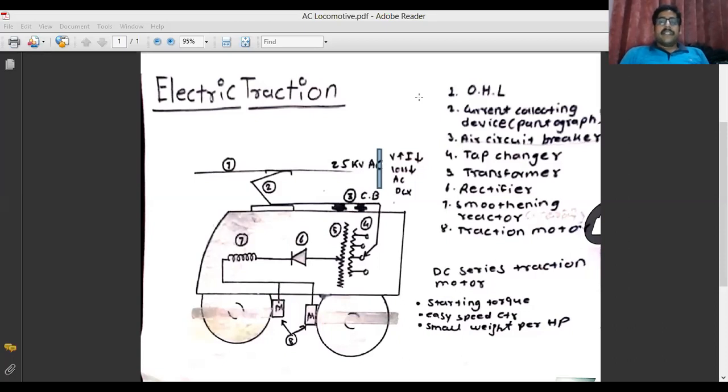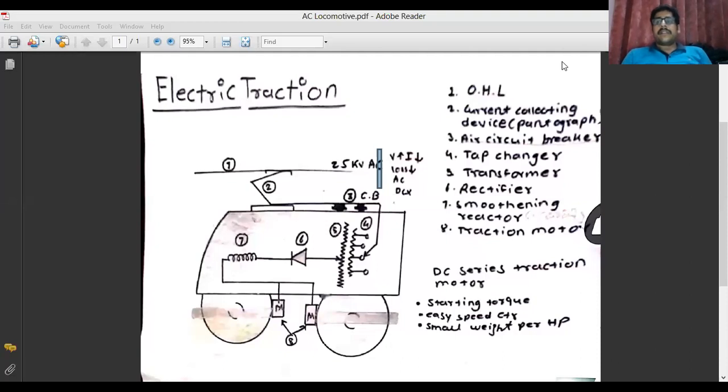After this you have a third number. That third number is called CB, that is circuit breaker. And in this traction system generally we are using an air blast circuit breaker. Now as you all know, circuit breaker is basically a switchgear device that can be used for protection purpose. It is used to protect the system against overcurrent, overvoltage, and any type of fault if it occurs in this system.